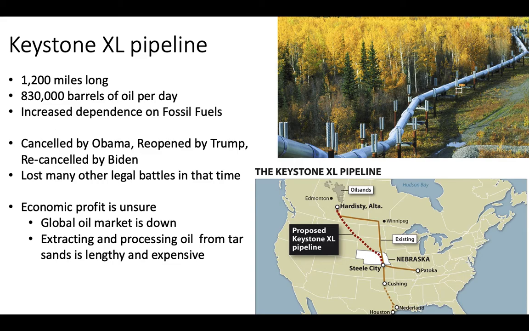And extracting and processing oil from these oil sands here, where the oil is located, is a lengthy and expensive process. The refinement process is much more in-depth and difficult than simply extracting oil from an oil deposit underground. It's not as easy and more expensive. And on top of that, it cuts through indigenous land in both the United States and in Canada. So there's some social justice issues going on there.